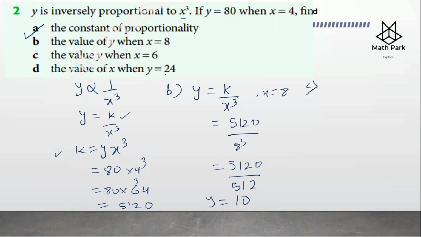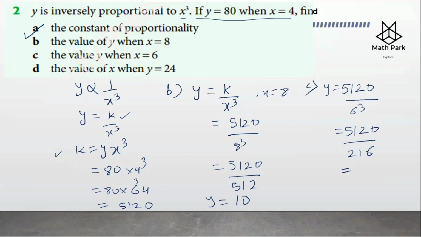Now let us do the C part. Find the value of y when x is equal to 6. The same thing again, we have y is equal to k upon x cube. So k is again the constant of proportionality, same because this was the condition given over here. So k is 5120 and the value of x is given as 6. So 6 cube, which is 5120 divided by 216. 6 cube is 216. So find the value of y. 5120 divided by 216, we get this as 23.70.